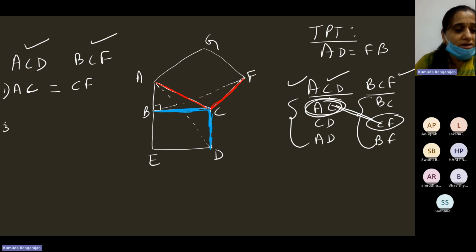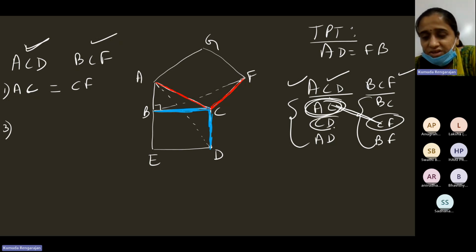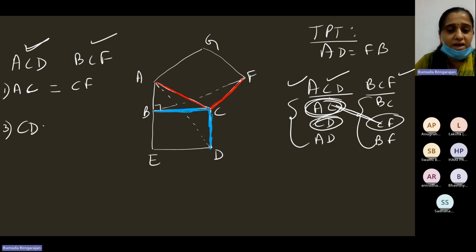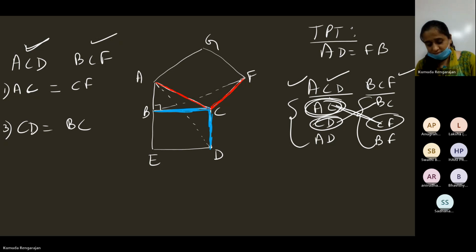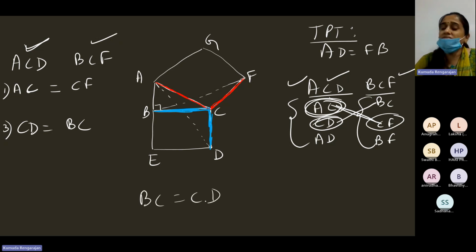In the same way, write it here. CD of the first triangle is equal to BC of the second triangle. See, CD is equal to BC. CD of the first triangle is equal to BC of the second triangle. If you write BC is equal to CD, that's true, but that's not information.